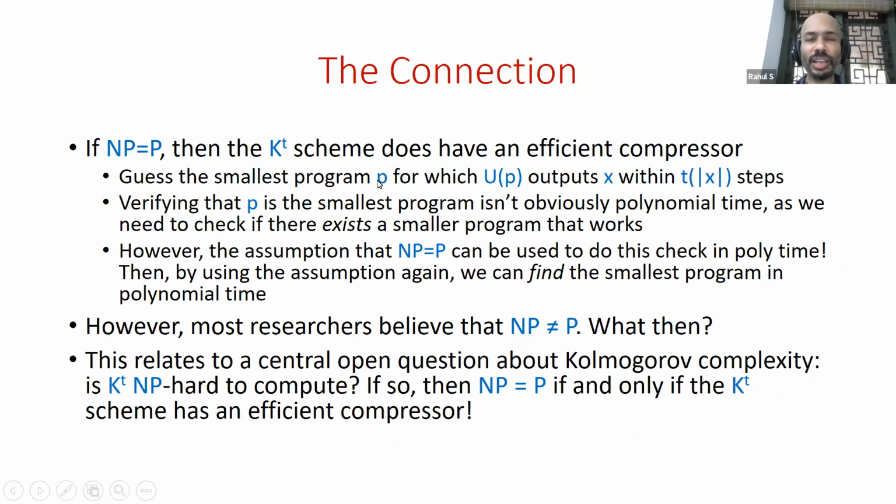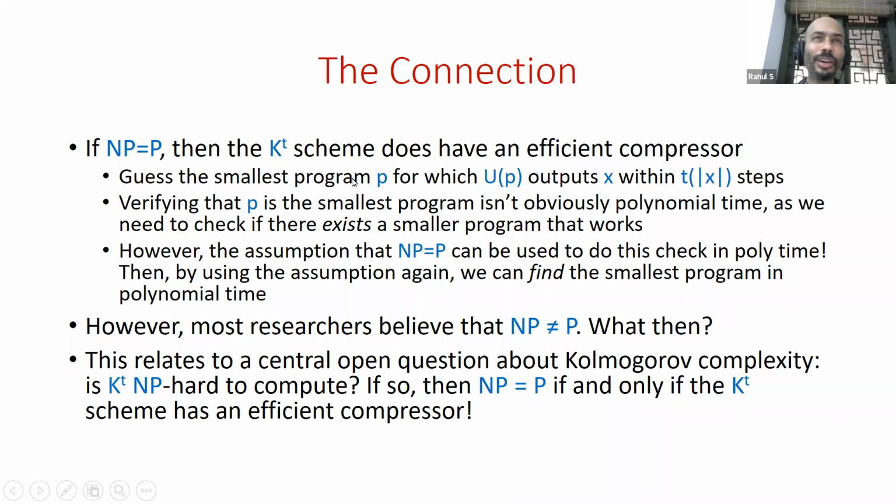But this verification isn't obviously polynomial time, because if you want to verify that p is the smallest program, we need to verify that there isn't any smaller program that works. That's like checking, does there exist a smaller program that works? And it's not clear how to do that in polynomial time. But actually, you can use the assumption that NP equals P once again to do this check in polynomial time. And once you're able to do that, then by using NP equals P a second time, you can find the smallest program in polynomial time. I'm not going to go through this argument in detail, but it turns out that if NP equals P, then you can do compression efficiently.